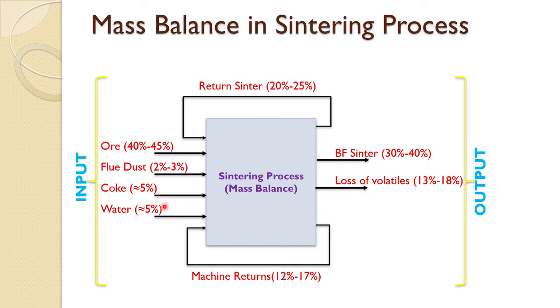So, these are the inputs, and the outputs, of course, are the blast furnace sinter at about 35 to 40%, loss of volatiles at 13 to 18%, and about 15% machine returns as output of the process, which gives the total mass balance of the sintering process.